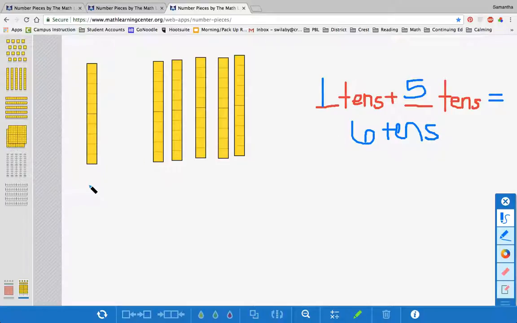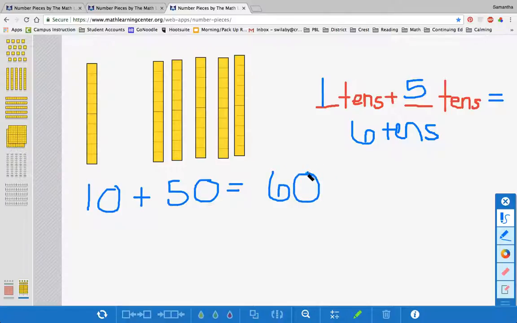So let's check that. I've got 10 here, or 1 ten, plus 50, which is represented by these 5 tens here. If I have 50 and another 10, I know that would be 60. Again, we can check it by counting the tens. 10, 20, 30, 40, 50, 60. So we have 60 altogether.